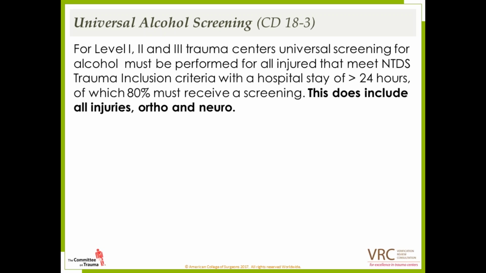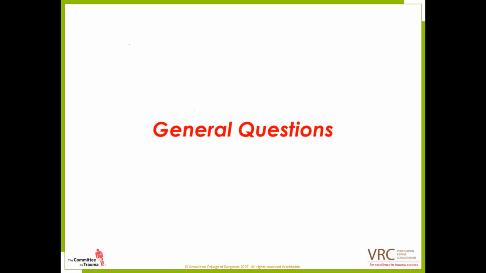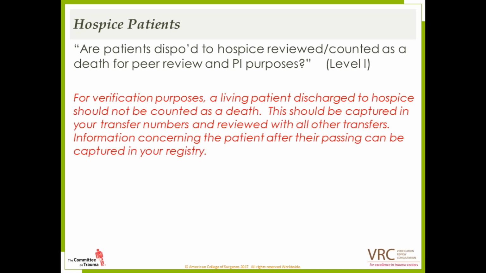So for level 1, 2, and 3 trauma centers, universal screening for alcohol must be performed on all injured patients that meet NTDS trauma inclusion criteria, obviously with some exceptions, with a hospital stay of greater than 24 hours. We're stating it's not 100%, we're stating that 80% of those patients must receive a screening, and it does again include ortho and neuro. And I think a question had come up about whether it was only for activation patients, and it's not, it's for all patients. All right, we're just going to move along.